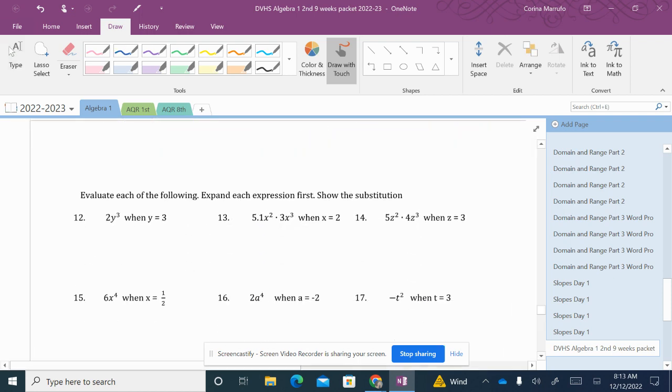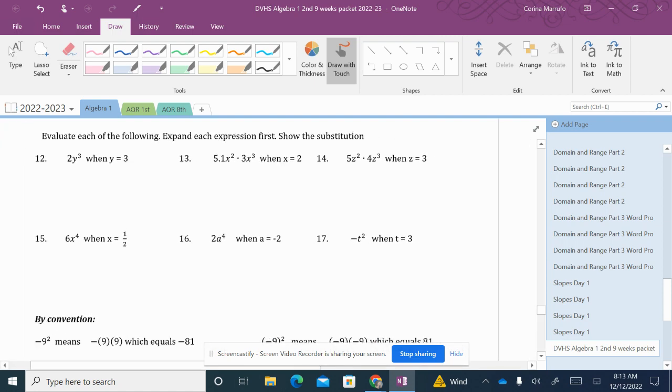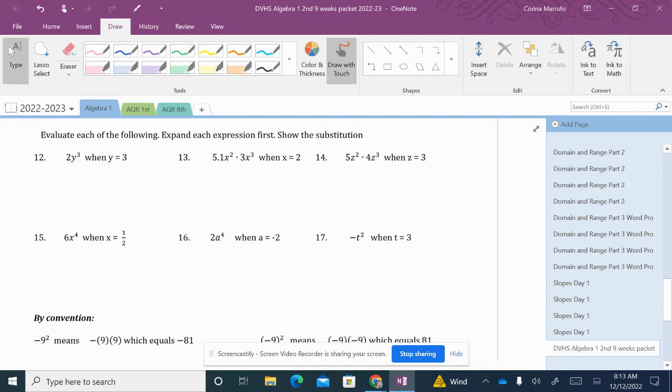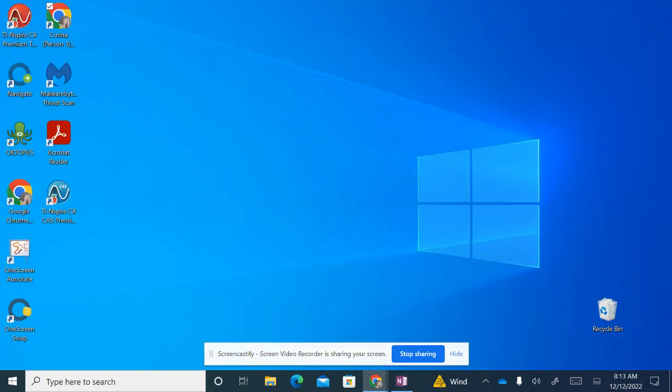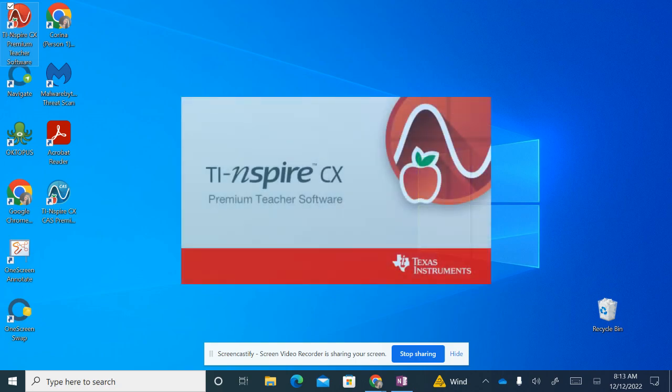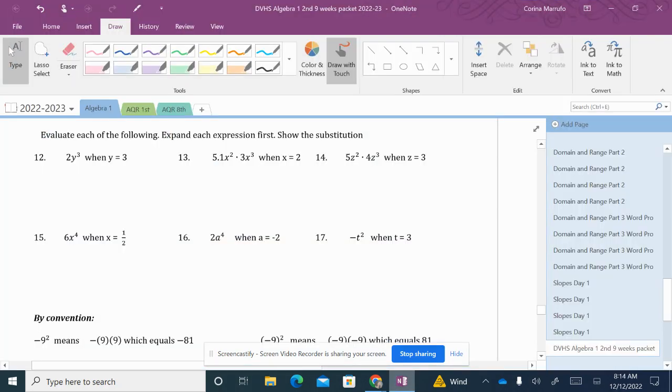All right. It says evaluate. Now they're wanting us to evaluate, which means they want us to plug in. It says evaluate each of the following, expand each expression first, show the substitution. So let me go ahead and take out the calculator real quick. While that's loading, we're going to set it up. You're going to plug this in your calculator.